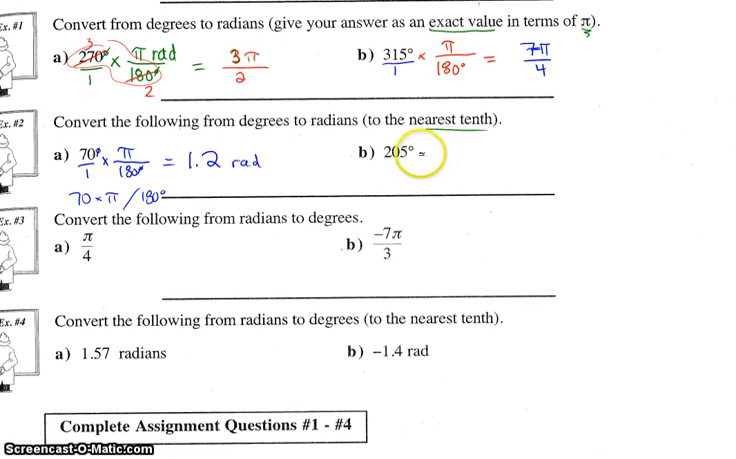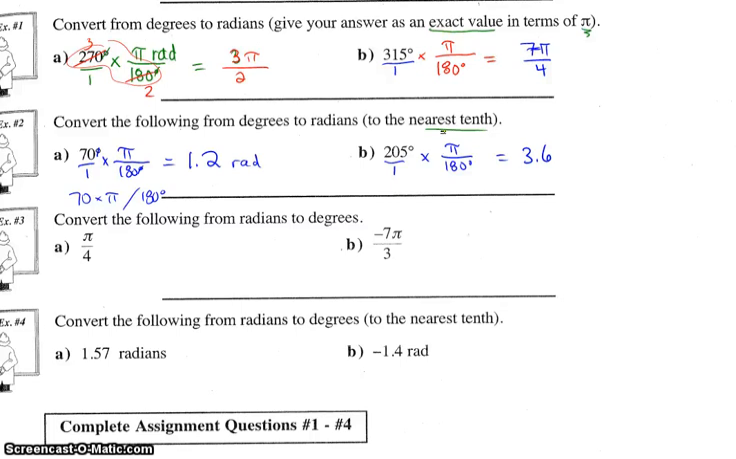Okay, you guys go ahead and try 205. Let's check back in a minute and see if we got the same answer. Pause your video, please. Okay, hopefully everyone got 3.6 rounded to nearest tenth.